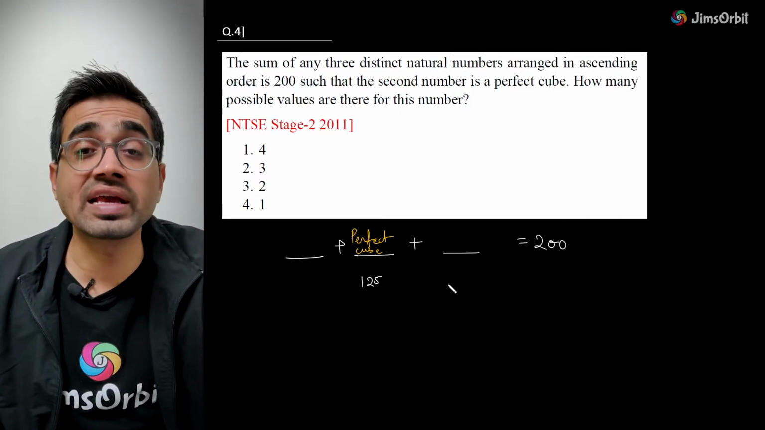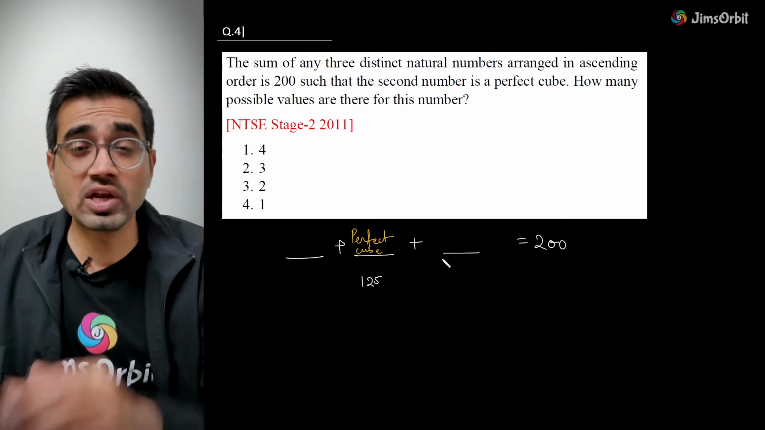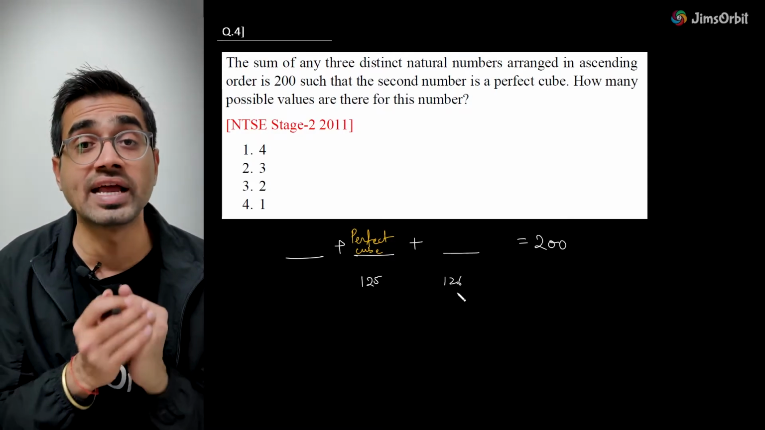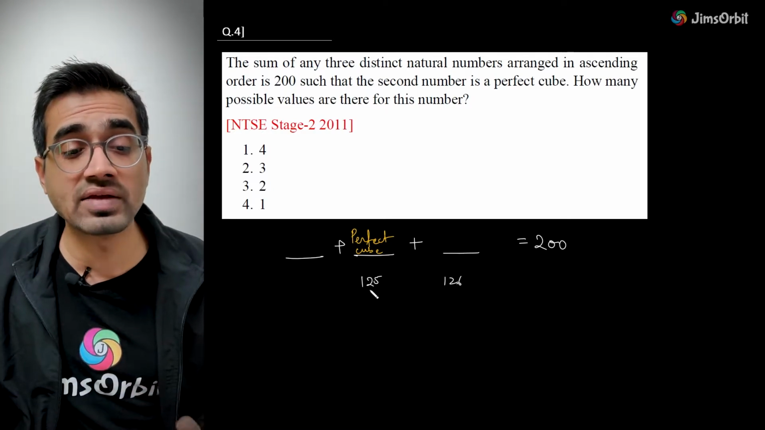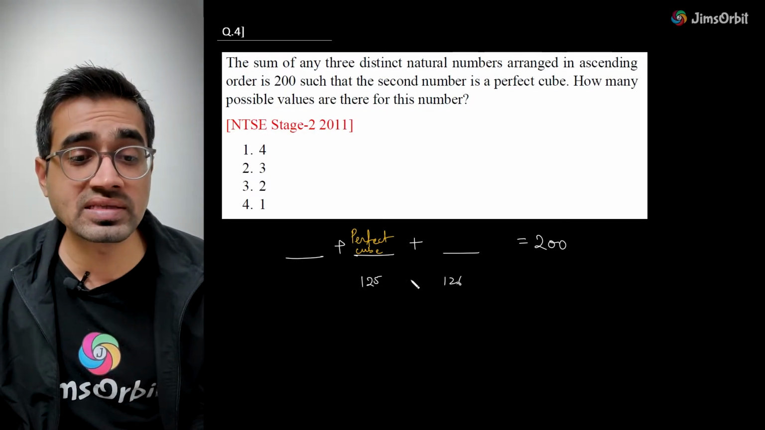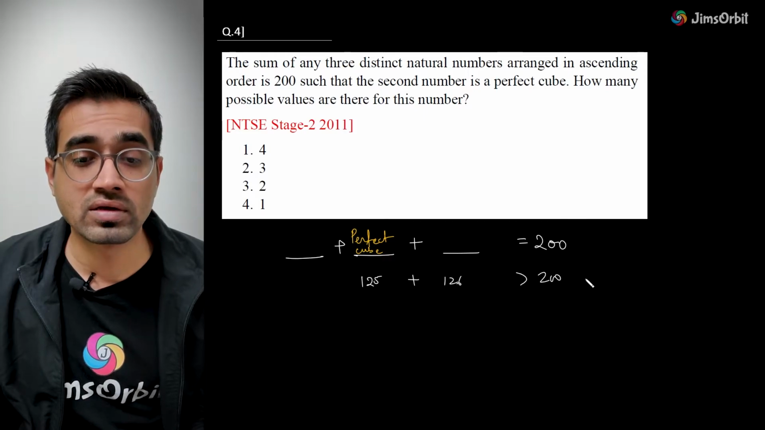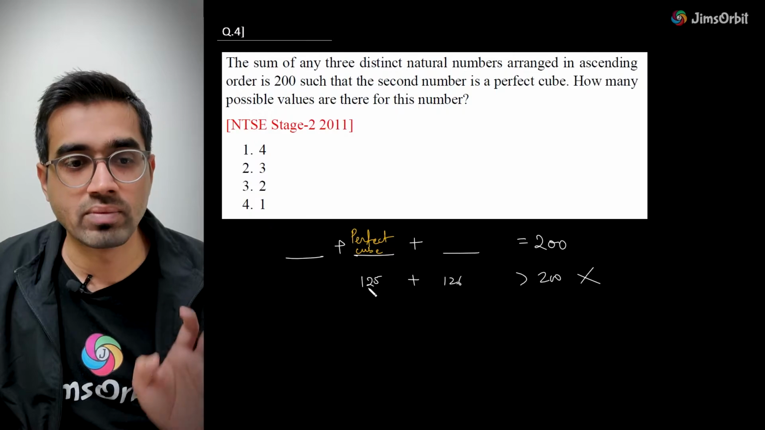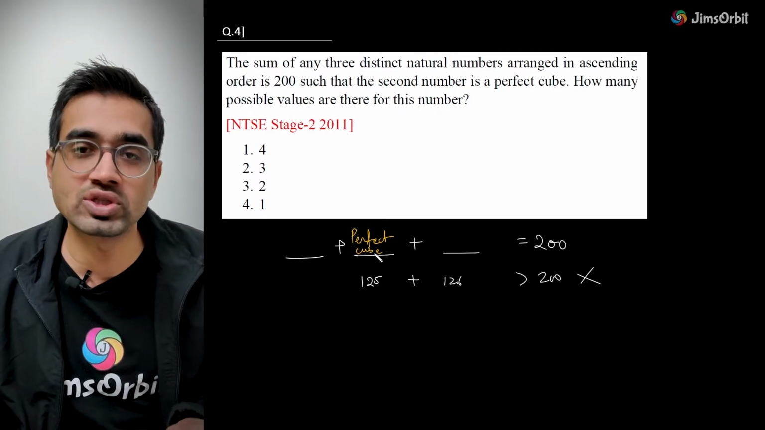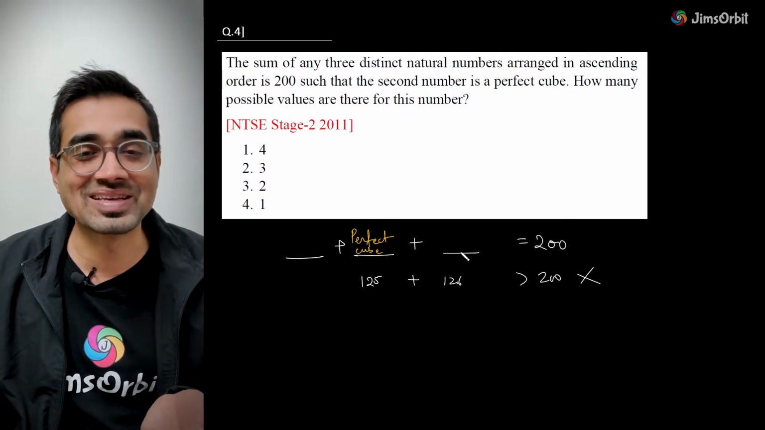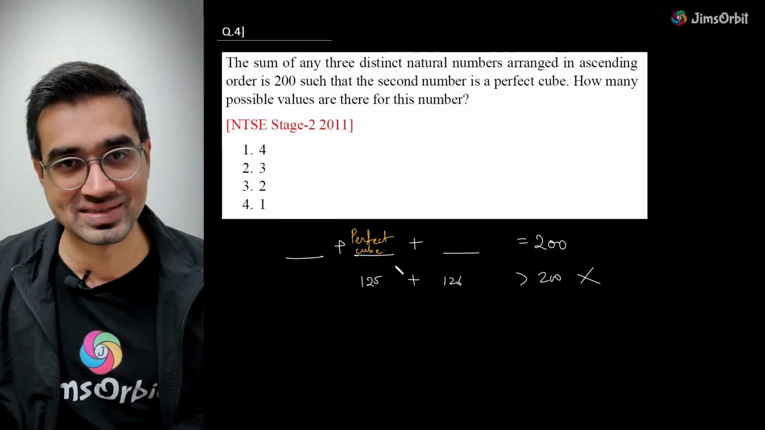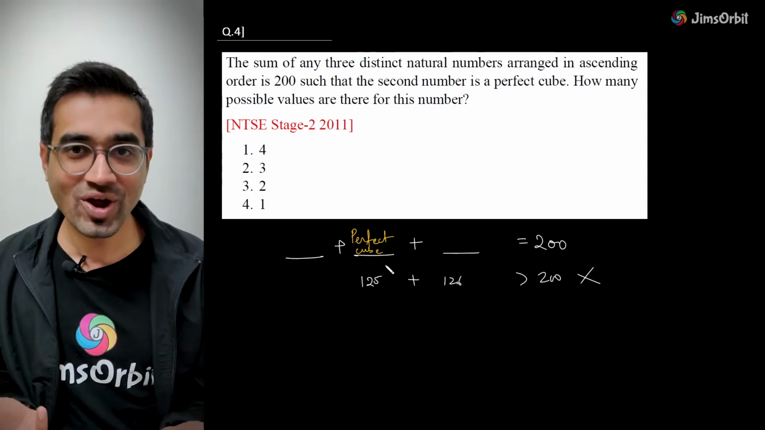Because for 125, the lowest natural number which is just higher than 125 is 126. But the sum of these two is more than 200, and hence you cannot take 5 cube, which is 125. Beyond 6 you cannot check, because 6 cube is 216. How can the sum of 3 positive numbers be equal to 200 if one number itself is 216? You get my point? So it is not happening.